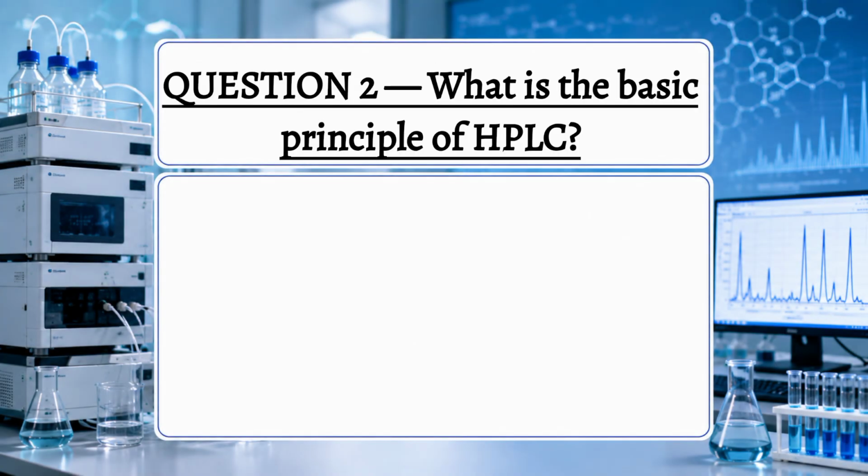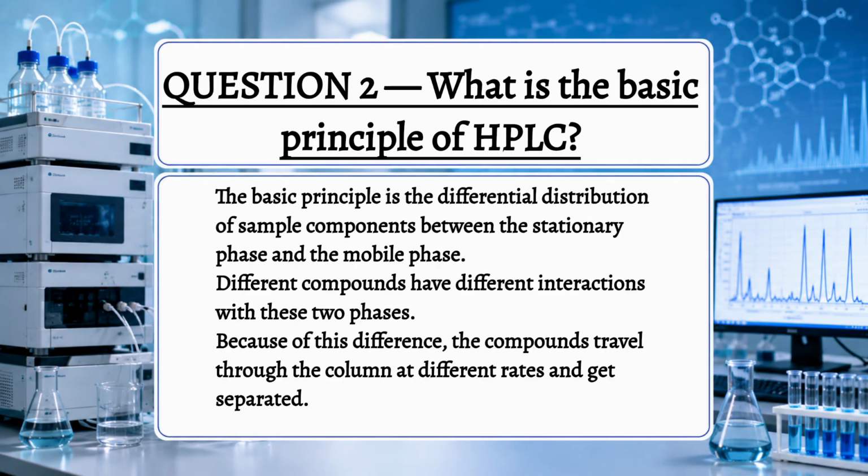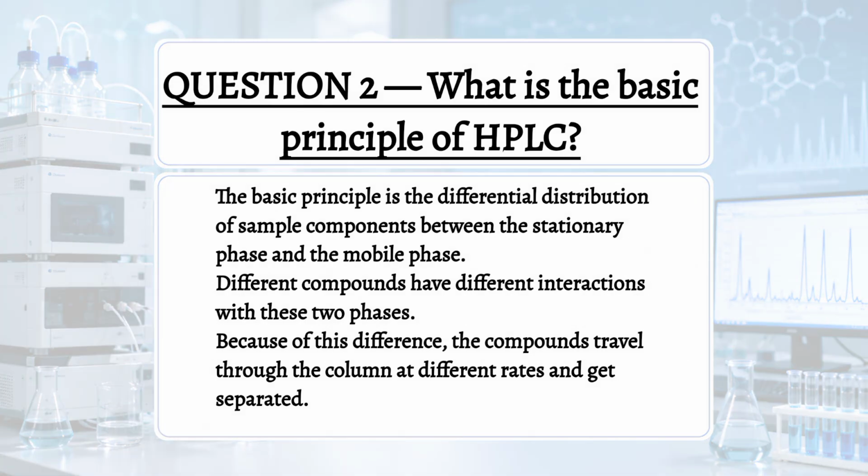Question 2. What is the basic principle of HPLC? The basic principle is the differential distribution of sample components between the stationary phase and the mobile phase. Different compounds have different interactions with these two phases. Because of this difference, the compounds travel through the column at different rates and get separated.